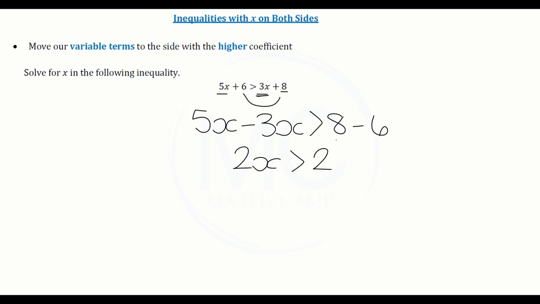Now to get x by itself, let's divide both sides by 2. So we can say over 2 and over 2. On the left, the 2's cancel. We have x is greater than 2 over 2, which is 1.